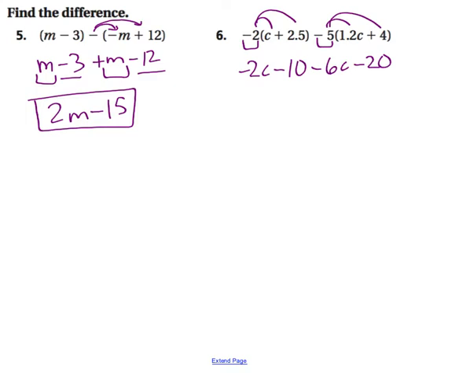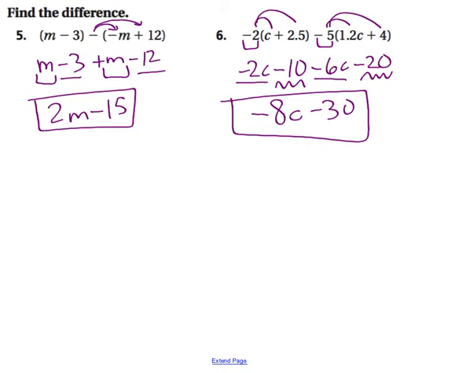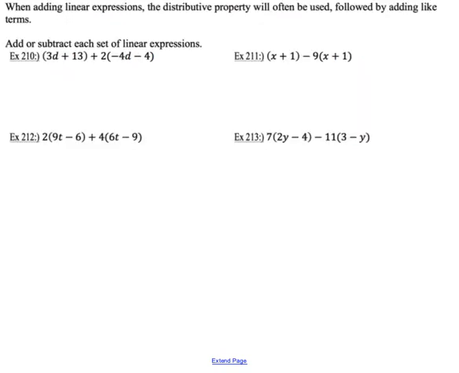We've got an awful lot of negatives in this expression. In fact, they're all negative right now. Negative 2 and negative 6 make negative 8, so negative 8c. Negative 10 and negative 20 make negative 30. So when I simplify, I get negative 8c minus 30. When adding linear expressions, the distributive property will often be used, followed by adding like terms. Add or subtract each set of linear expressions.